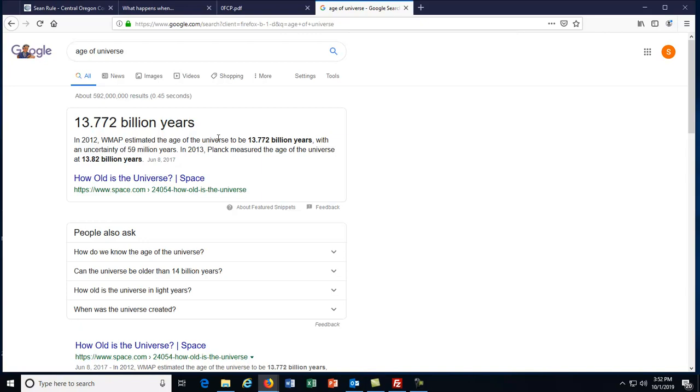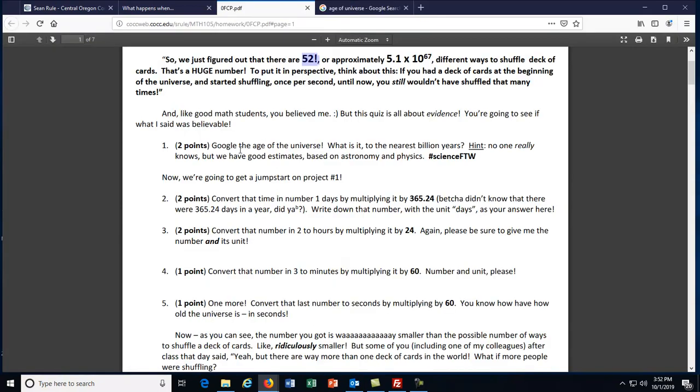Even though technically speaking, we probably should use the precision that we're allowed to have, but that's totally fine. This is not really about the precision of that number. It's about converting that number into something a little more useful. So we'll call that 14 billion years. Okay, number two, convert that time in number one.